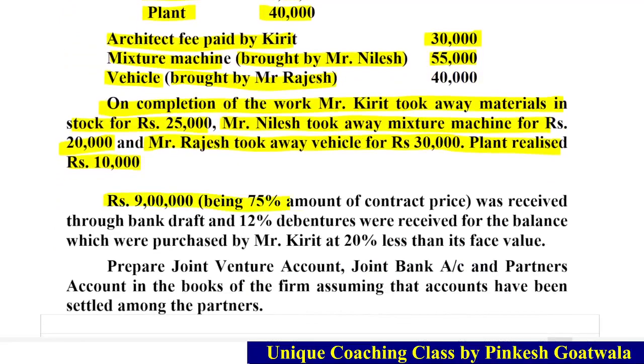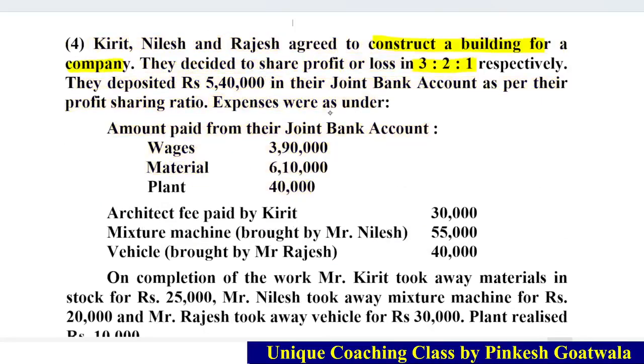Rupees 9 lakh, being 75% of the amount of contract price, was received through bank draft, and the 12% debentures were received for the balance, which were purchased by Mr. Kirit at 20% less than face value. So this is the point about the contract price. Prepare joint venture account, joint bank account and partners' accounts in the books of the firm, assuming that they have been settled among the partners. So in this question the important point is the contract price compared to the previous sum, otherwise almost the same. તો જે important point છે contract priceમાં છે, તો જ્યારે એ point આવશે ત્યારે આપણે જોઈશું. So first of all, let's start to give effect.